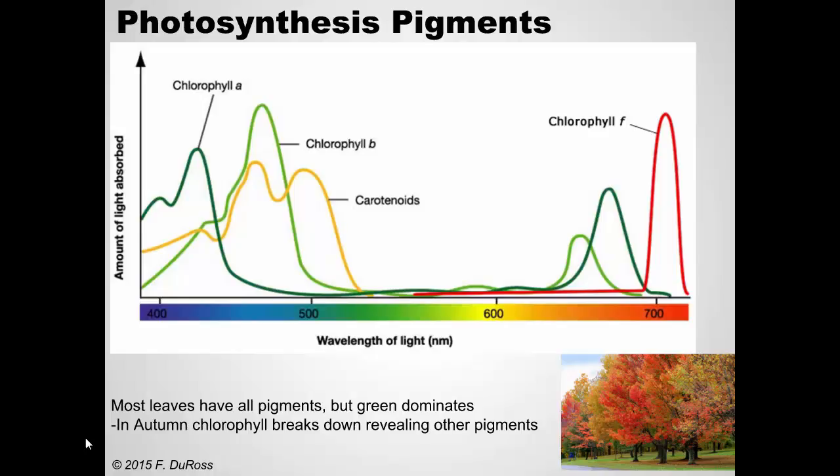Then you can see some of these other pigments that were always there in the leaf, the red pigments, the yellow pigments. They were there the whole time, but they were masked by the abundance of chlorophyll in those leaves. After the chlorophyll breaks down, you can see those other pigments, and that's why the trees in our area change color in the fall. Eventually those pigments break down as well, and the tree actually loses its leaves. But it's the reason for the color change.